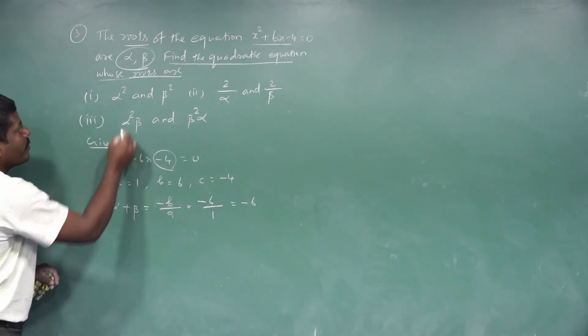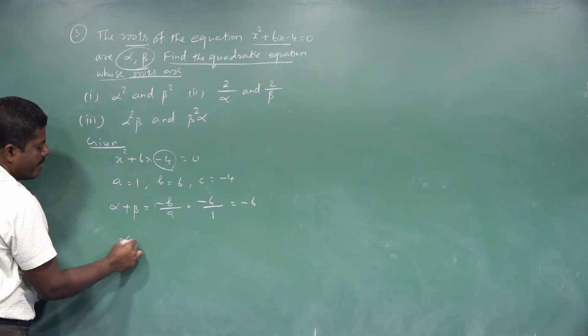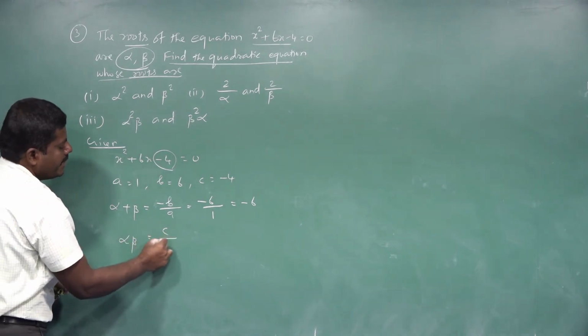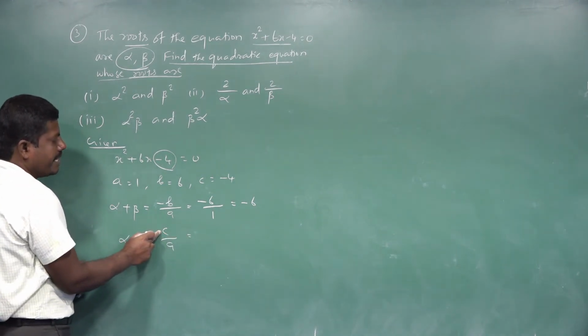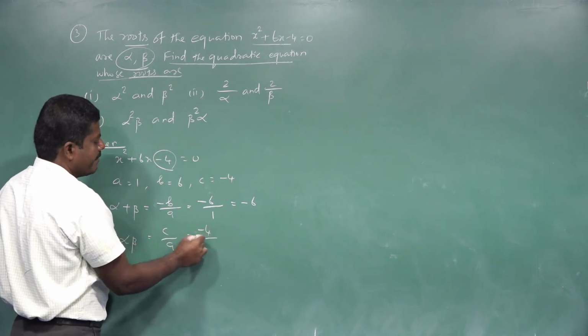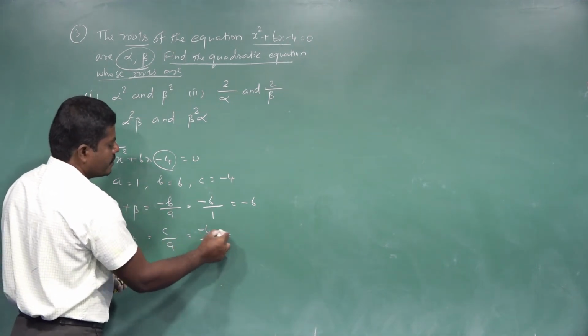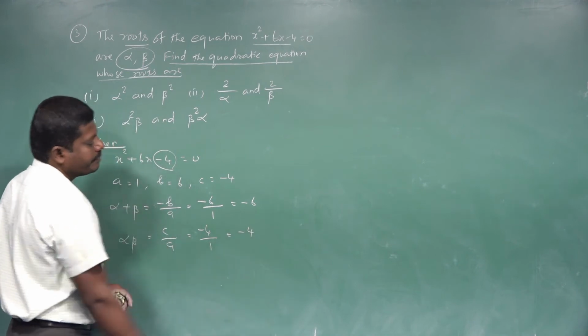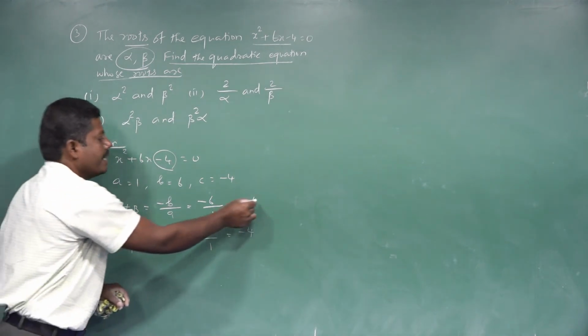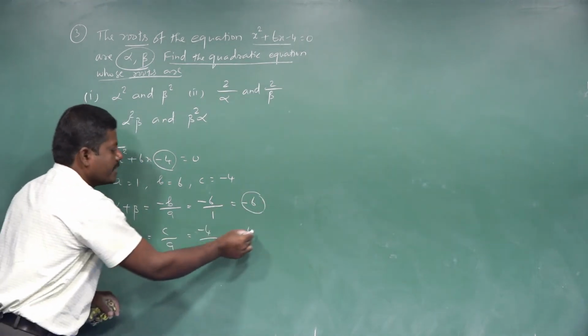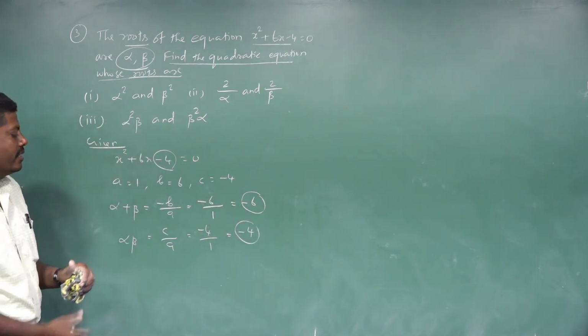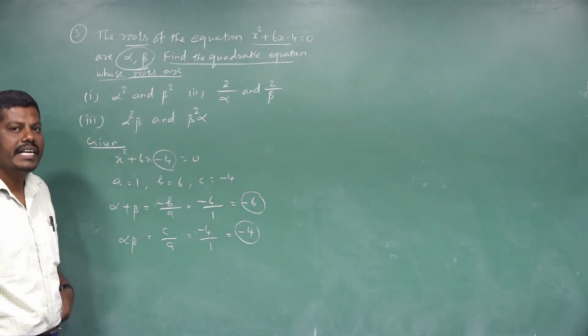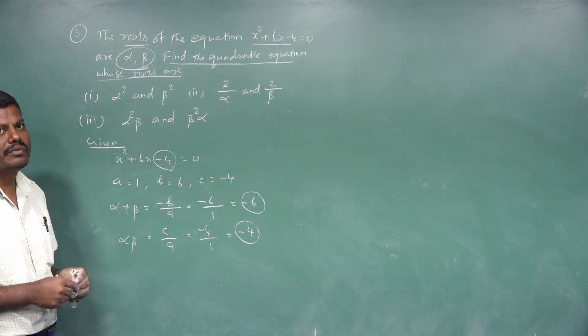Understand? Product of roots, alpha multiple beta. Alpha beta is equal to c divided by a. The value of c is minus 4, divided by the value of a which is 1. Minus 4 divided by 1 is nothing but minus 4. This is sum of the roots, minus 6. Product of roots is minus 4. Understand? Now, in our formula we need sum of the roots and product of roots.